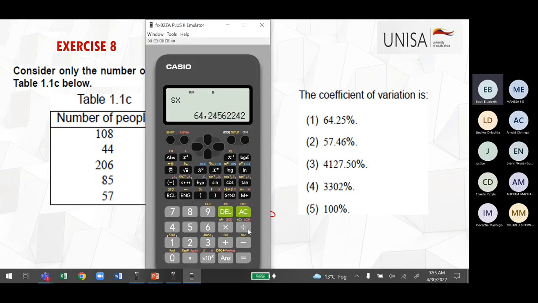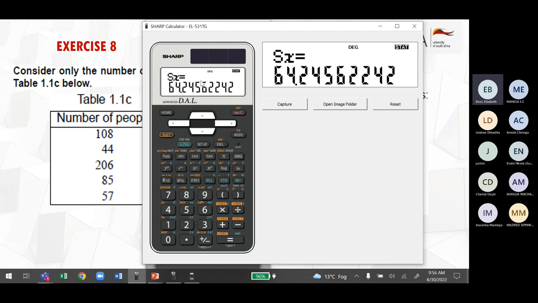I have my standard deviation divided by shift, right, for mean of 2, and multiply that by 100 equals 64.25. You still get the same answer. Same thing, I have my standard deviation divided by alpha 4, multiply by 100, and I still get the same answer.